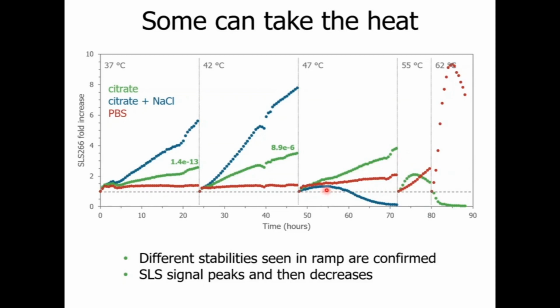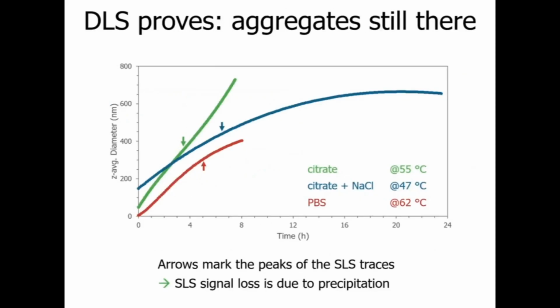What about this maximum followed by decrease we see in all 3 conditions? Static light scattering is a product of molar mass and concentration, so a decay of the SLS signal could be due to deaggregation or could be due to precipitation. If we look at the DLS data that we recorded for these experiments at the same time as recording the SLS, there is absolutely no indication of smaller sizes.